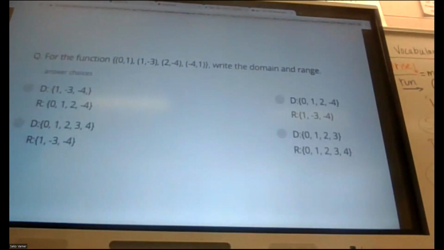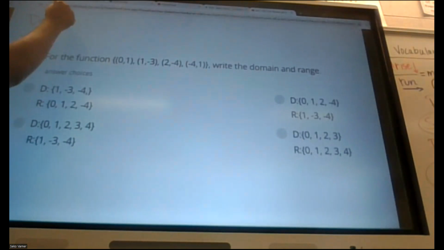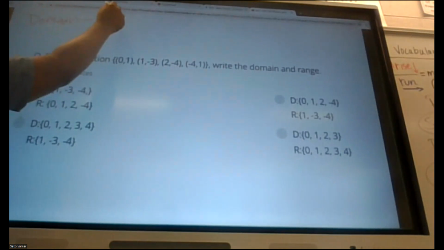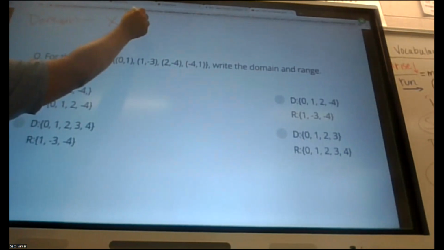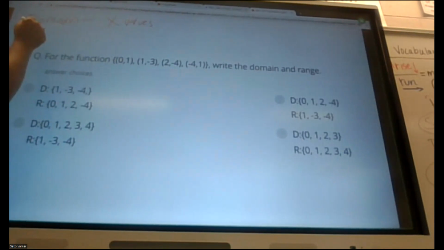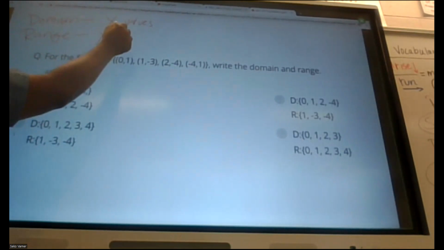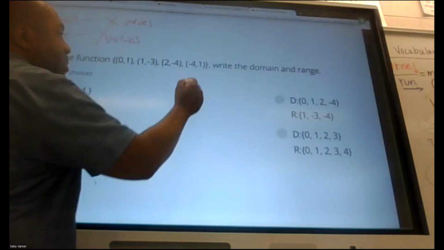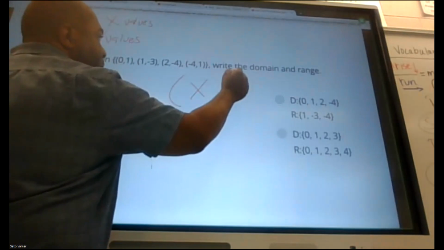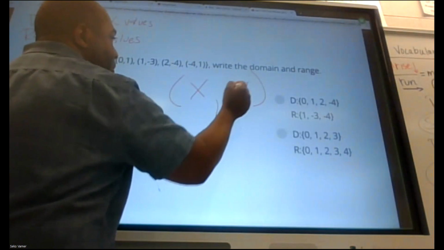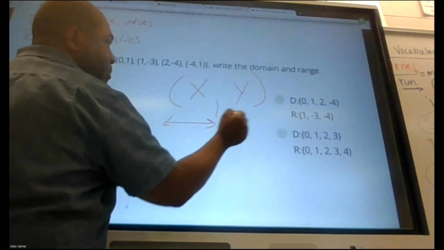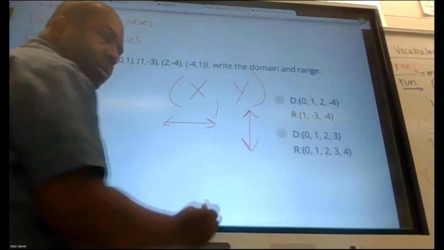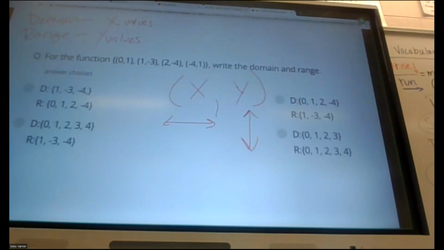All right, so if we remember, the domain is all the x values, and the range is the y values. And when we talk about x and y, what are we talking about? Remember, we have x and we have y. The x told me left and right, the y told me up and down. Does that sound familiar?